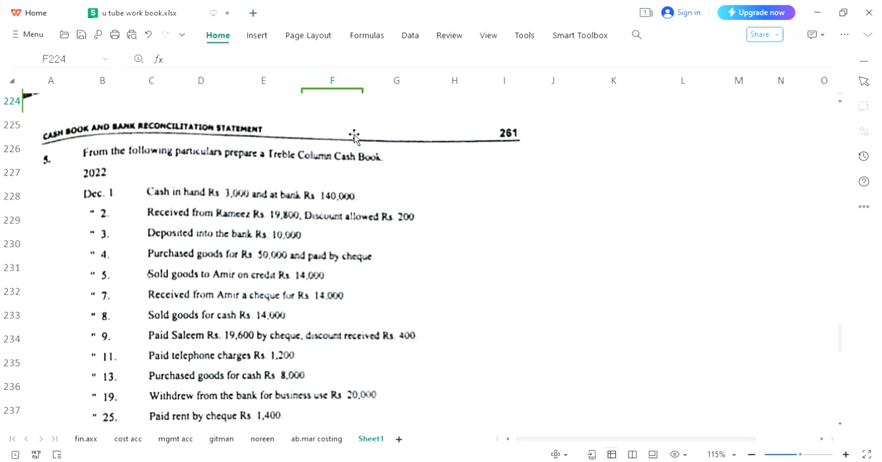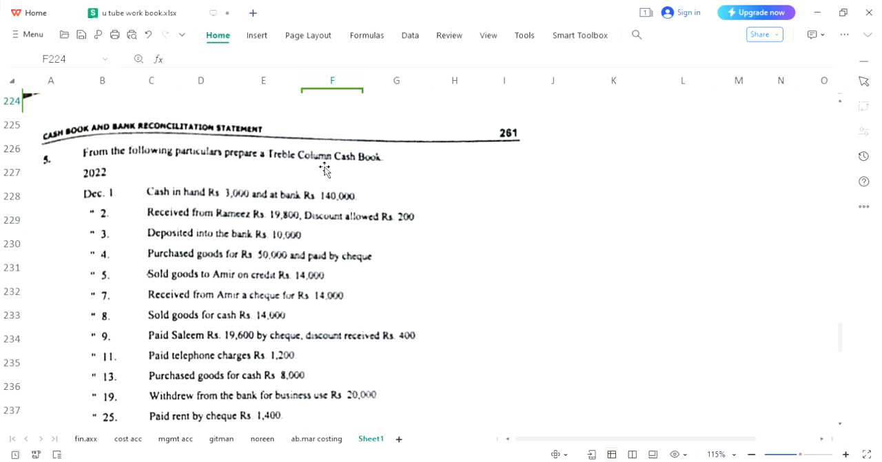Today's target is to solve question number 5. The chapter we are dealing with is cash book, and as you can see, there is a new element involved in question number 5. From the following particulars, prepare triple column cash book. Spellings are not correct over here. Triple column cash book we are going to start.